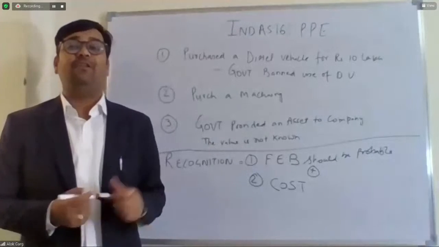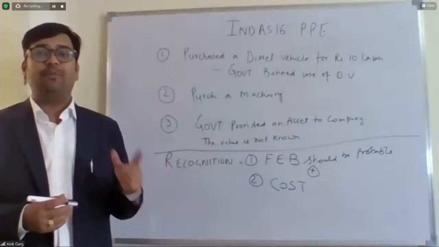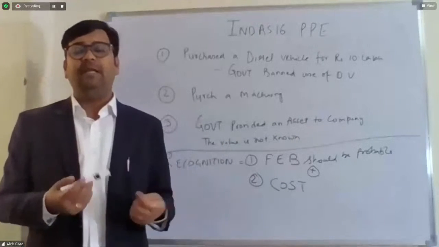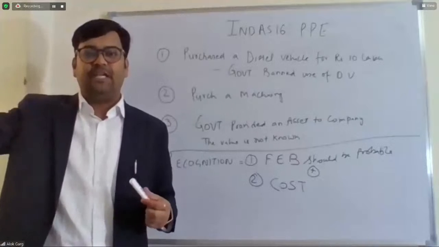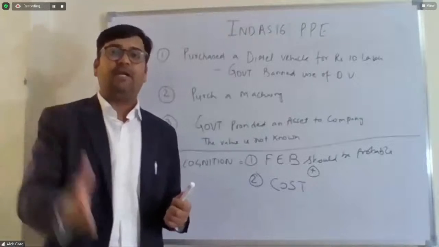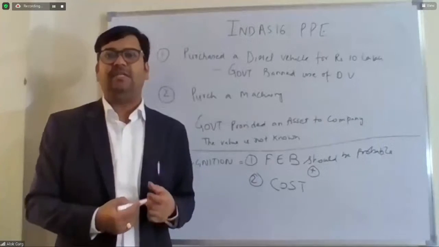In that case, it will not be capitalized as property, plant and equipment. It has to be expensed off, or if that particular item is held for sale, it will be covered under Ind AS 105. But it will not come under Ind AS 16.